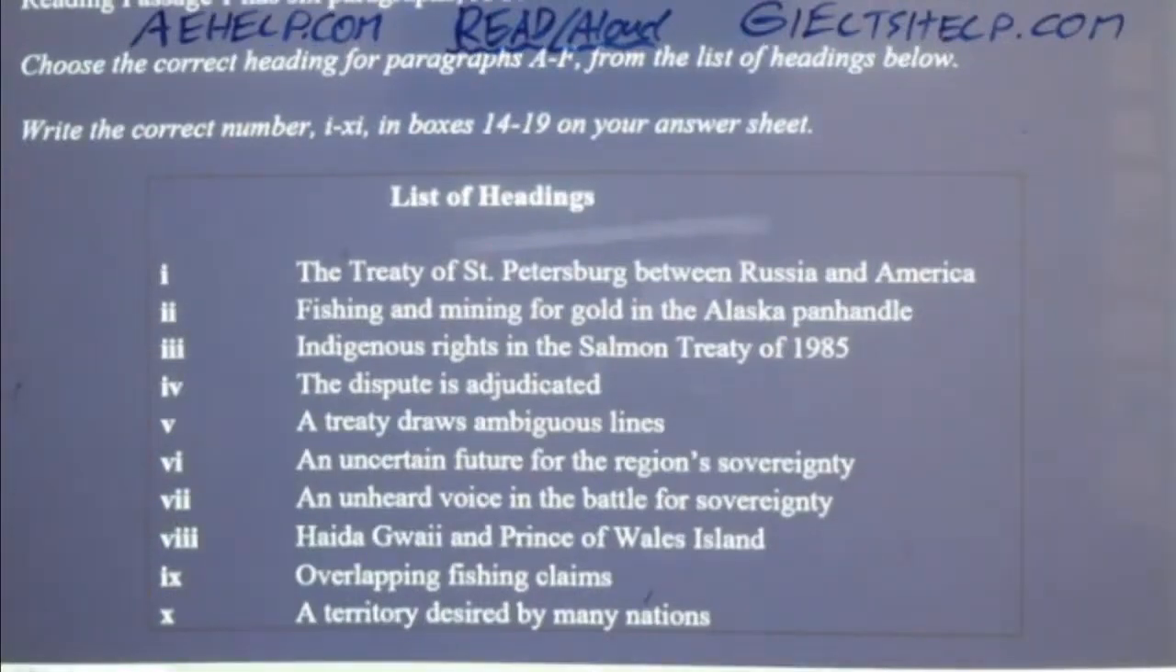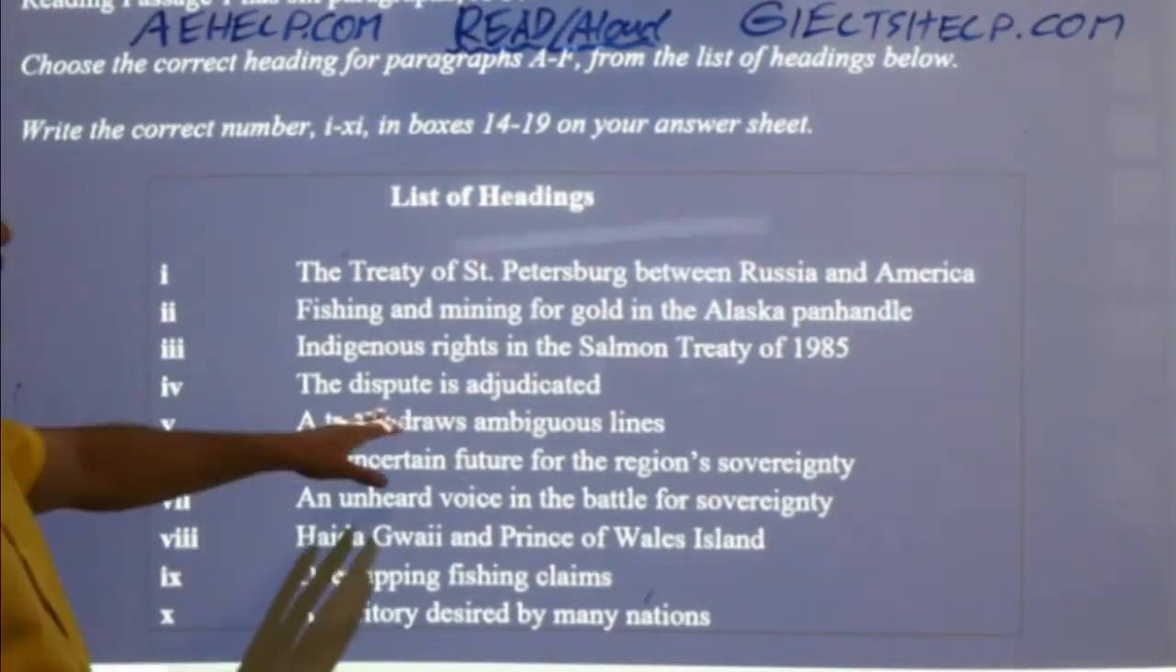So here we go. Which one of these do you think is the closest match for paragraph C? Okay, which one would you say is the best match so far? The Treaty of St. Petersburg between Russia and America, fishing and mining for gold in Alaska, indigenous rights in the Sam. Dispute is adjudicated. The treaty draws ambiguous lines. Which one do you think? Yeah, it's number 4. The dispute is adjudicated.